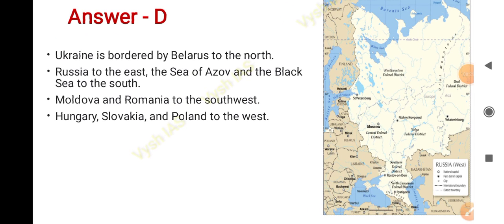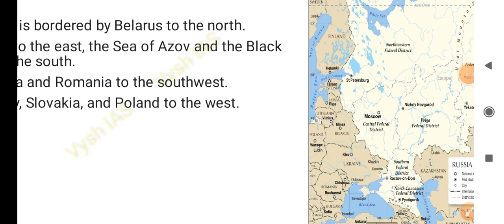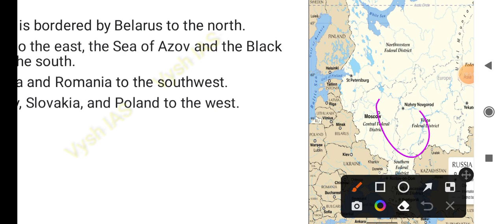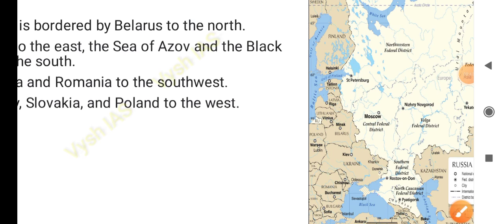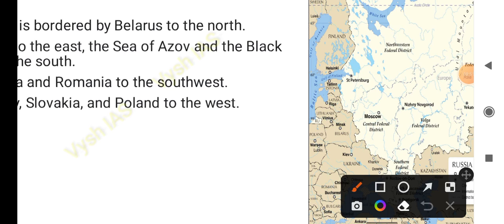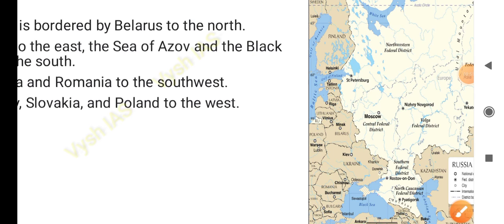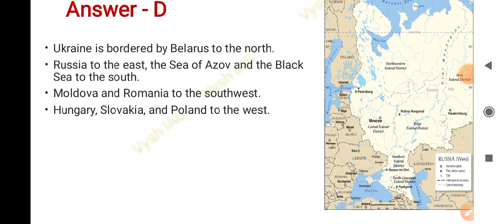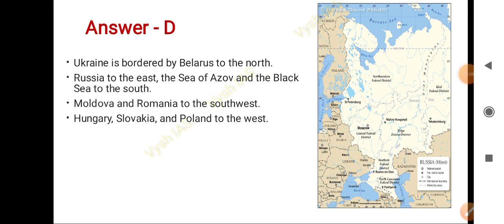As you can see, Ukraine is bordered by Belarus to the north, and to the east there is Russia. This is Russia, this is Belarus, and then it is surrounded by Poland. Then you have Slovakia, Hungary in the west, then Romania, then Moldova. But not Bulgaria. Bulgaria is here and Lithuania is here, and they do not share borders with Ukraine. There is the Black Sea in the south and the Sea of Azov also. Please remember these. In the coming weeks, as I told, I'll be including many map based questions.